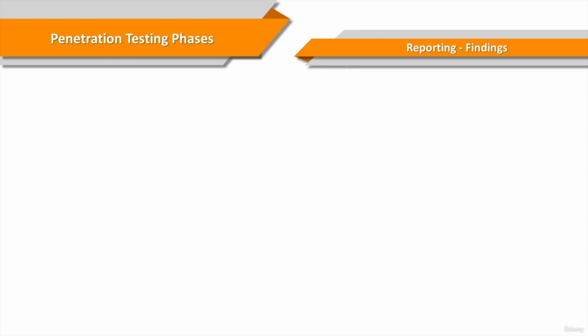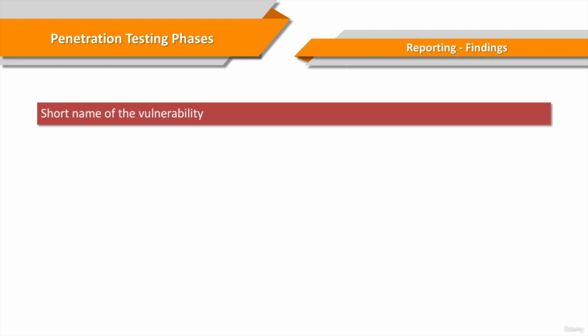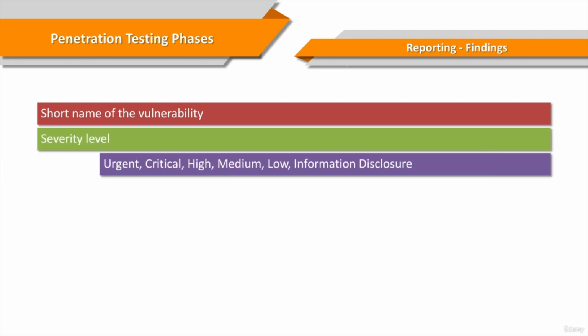Now, it's obvious that the findings is going to be the most important section of the pen test report, especially to the owner. The system owner will see the weaknesses here and remediate them according to your recommendations. So you should give at least the following details about the findings. A short name of the vulnerability to give brief information about it. The severity level of the vulnerability. That'll help the system owner to triage the remediation process.